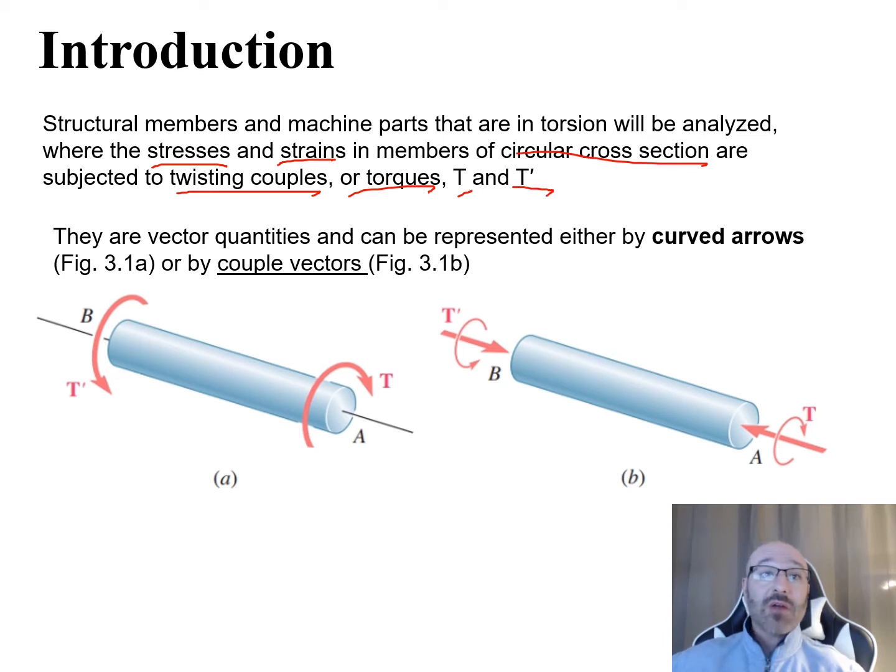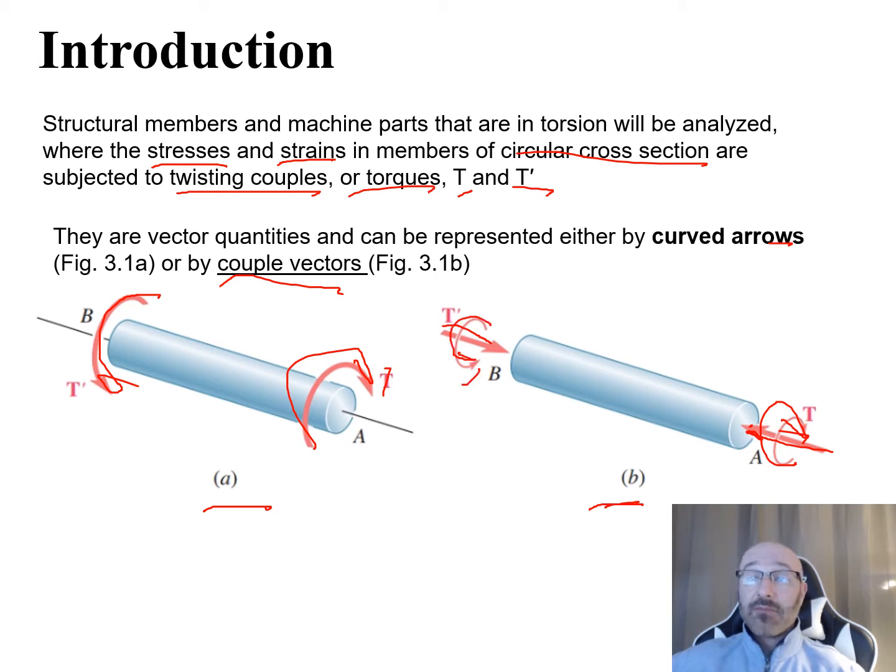So we come down to our diagram below, and we can see we have A and B, a couple different notations that represent these. In part A, we have these curved arrows, our T prime and our T on either end of this member. These are going to be our vector quantities. We can also represent these by a couple vector, as we can see in diagram B, where we have an arrow coming in and small arrows going around it. So this is just two different ways that we can reference torques, either with curved arrows or these couple vectors in diagrams A and B.